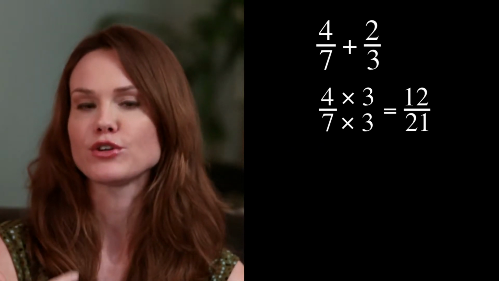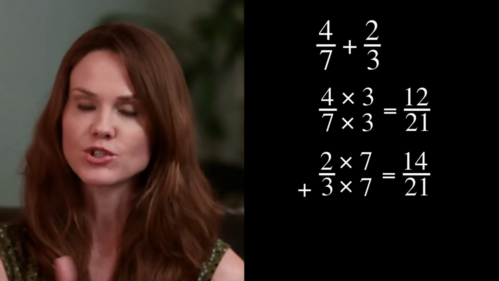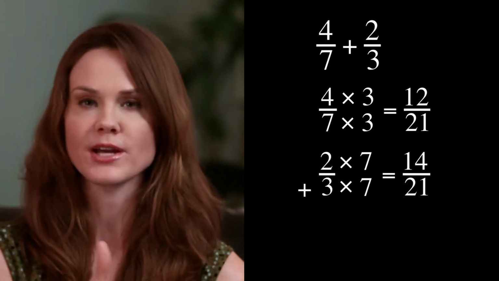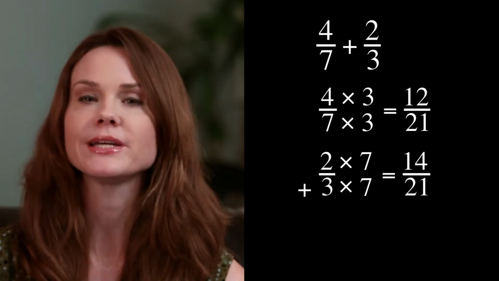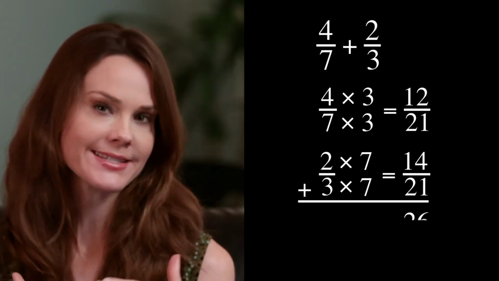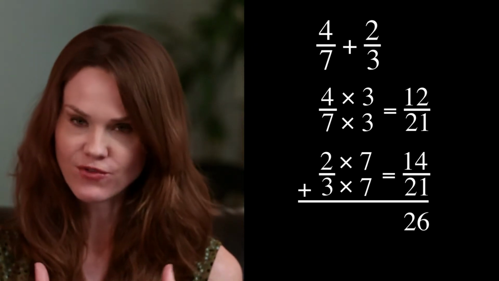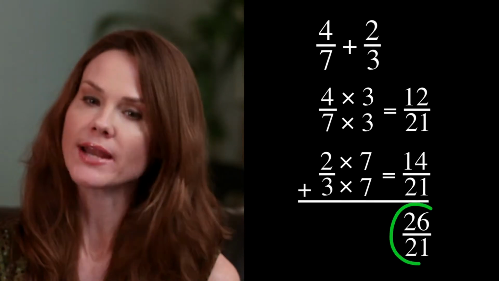And then to convert 2/3, to get from 3 to 21, you multiply by 7. What you do to the bottom, you do to the top. So 2 times 7 is 14. Because they have a common denominator, from here we get to add our numerators. So 12 plus 14 is 26. When you're adding and subtracting fractions, the denominator stays the same, so 26 over 21 is the answer that you get.